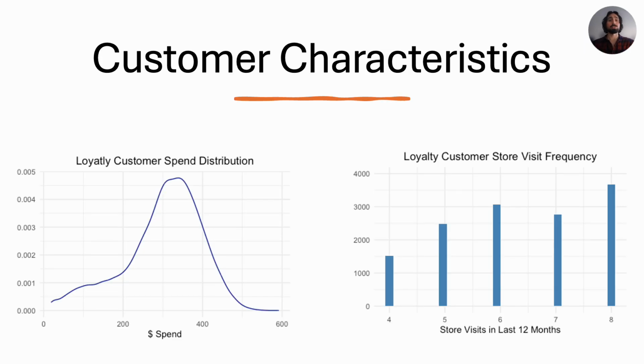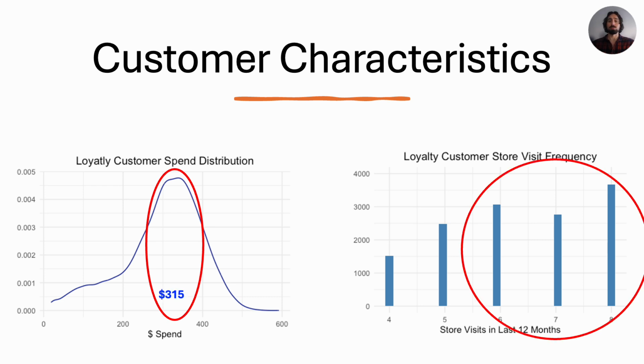As part of the data exploration process, our team looked at some key characteristics of current loyalty customers. We found that customer spending had a relatively normal distribution, with average spend per household at about $300 and the median spend at about $315. We also looked at how frequently customers visit BBY stores and found that almost 70% of them visited at least 6 times in a given 12-month period, with almost a quarter of customers visiting 8 times in a 12-month period.